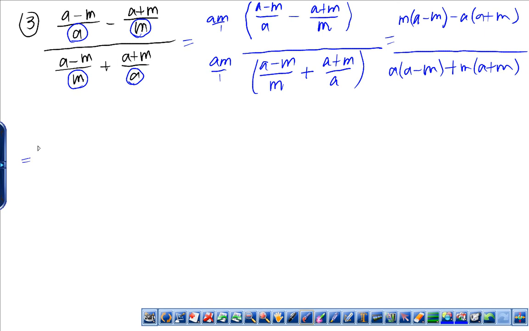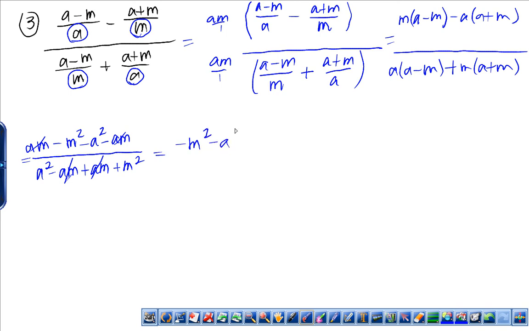I'm going to simplify. I'm going to distribute, so that gives me, let's see, am minus m squared minus a squared minus am. You should see that already these are canceling, which makes it easier. On the bottom, I have a squared minus am plus am plus m squared. And again, these are canceling. So I have a negative m squared minus a squared over a squared minus m squared. So the top and the bottom look very similar.